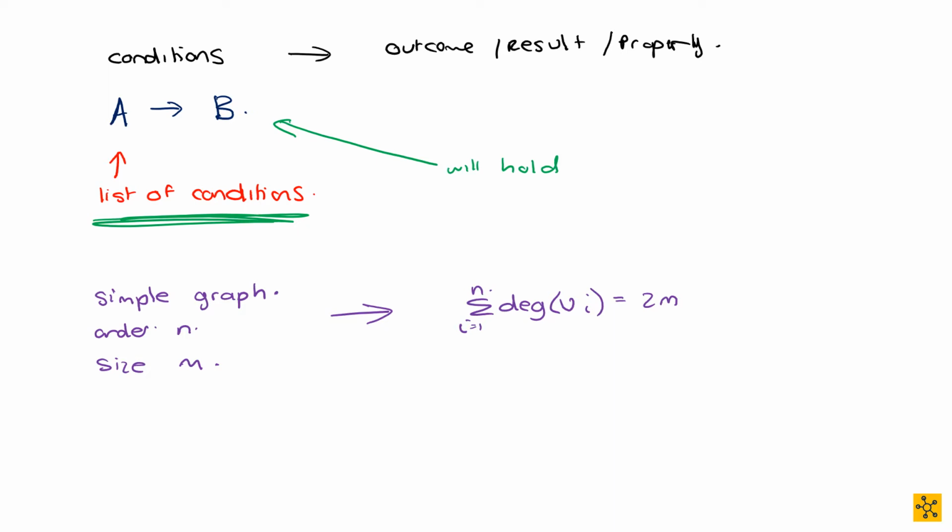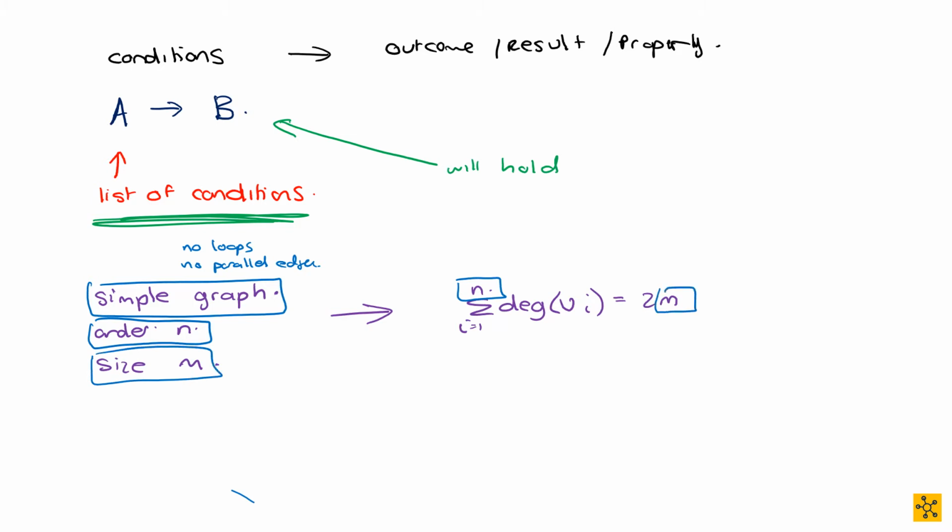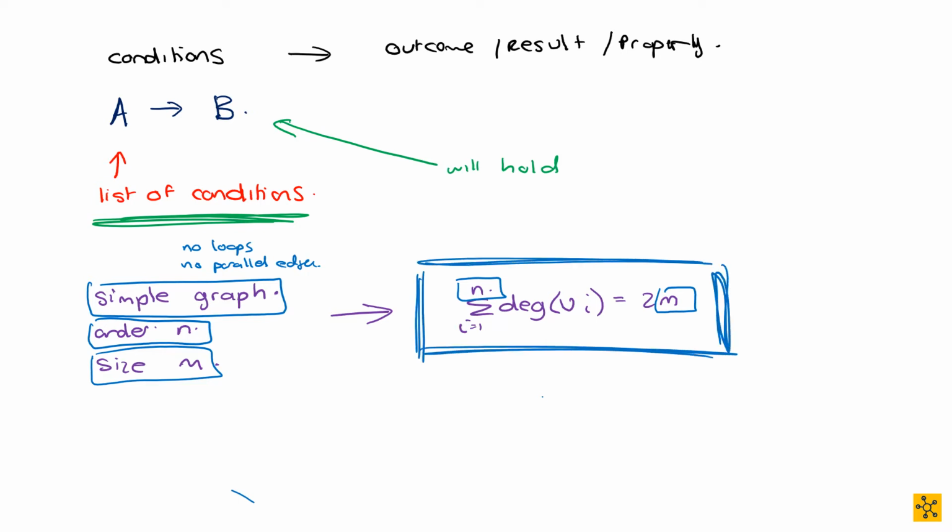So given that it is a simple graph, and a simple graph means no loops, no parallel edges, undirected, all that kind of stuff. It's just the super basic kind of graph with no loops and parallel edges. And if the order is n, and you'll see n pops up in the outcome that we're looking at, and the size is m, the m pops up there, this whole thing will be true. So that's the most bare basics of theorems.